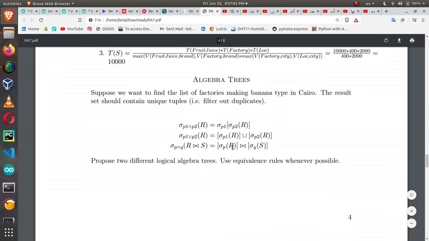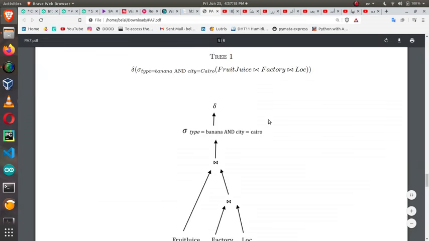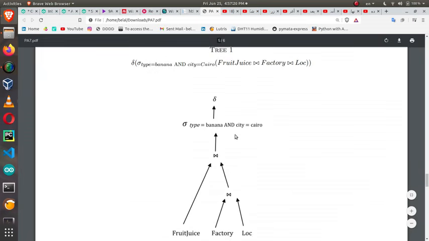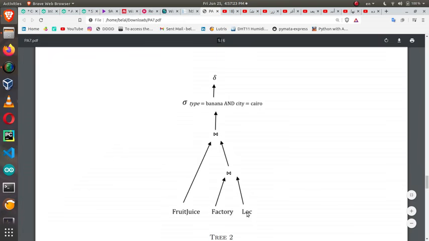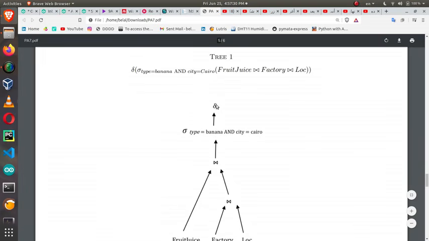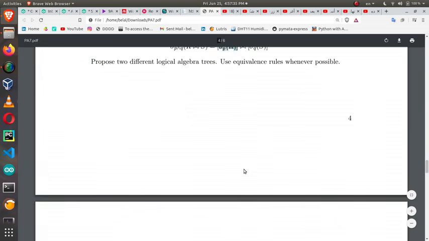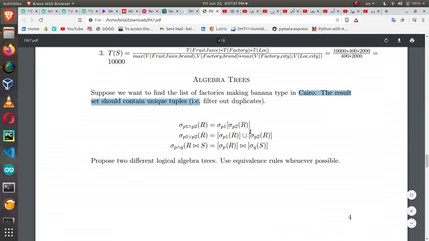We can propose another solution by applying the two conditions separately on each relation and joining the results of each part. So this is the tree for the first solution: join location and factory, then join fruit juice, then filter the result set using these two conditions, and the last step is to perform distinct, because he instructed us to filter out duplicates.